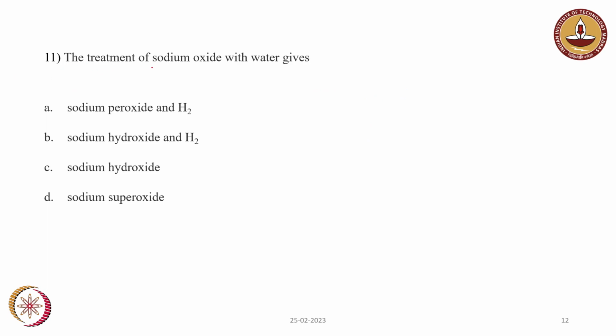Next question is the treatment of sodium hydroxide with water gives. Option A is sodium peroxide and H2, B is sodium hydroxide and H2, C is sodium hydroxide, D is sodium superoxide. So we are given sodium oxide reaction with water. So sodium oxide with water will give sodium hydroxide. So sodium oxide is Na2O reacting with water will give sodium hydroxide.